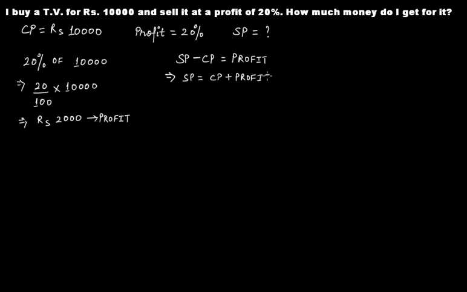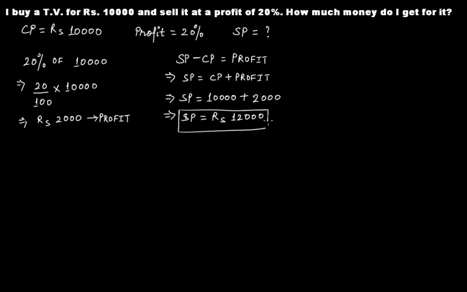That's very simple. Therefore, selling price comes, cost price is how much? 10,000. Profit is how much? 2,000. If you add these two, you get selling price as rupees 12,000. This is the selling price. Now this was one way to calculate the selling price.